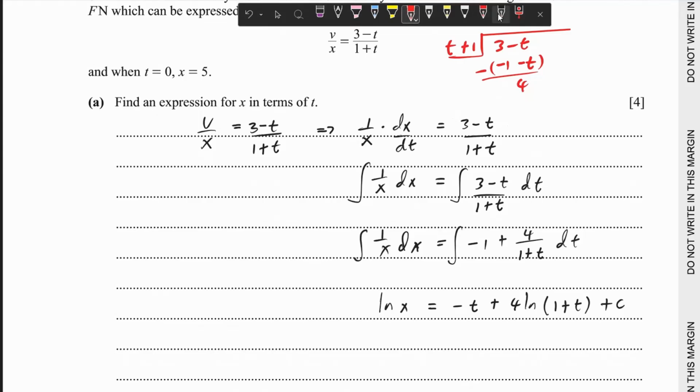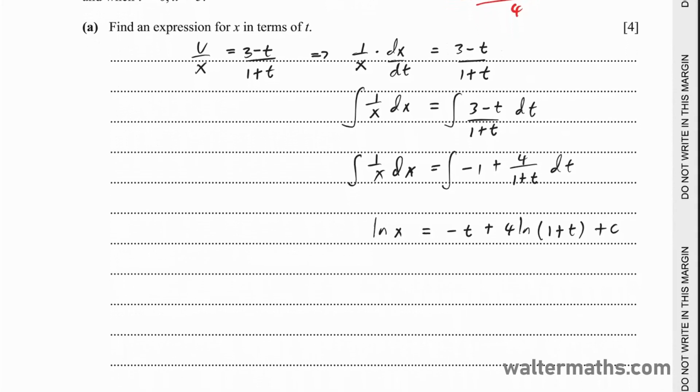Now we have been told here that when t is 0, x is 5. So when t is 0, x is equal to 5. So substituting that will give us ln of 5. So ln 5 is equal to, this part becomes 0, and here becomes 0. So 4 ln 1 is 0. So we're just left with c.